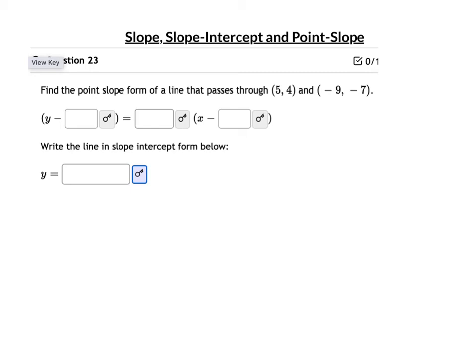Find the point-slope form of a line that passes through the points (5, 4) and (-9, -7).